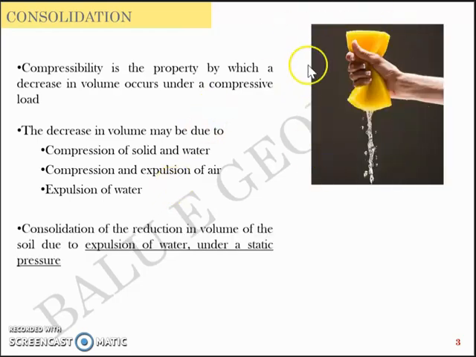Now, you see a picture to the right side in which you squeeze a sponge which is soaked with water. So consolidation, the one that we are interested in this module, is a reduction in volume of the soil due to the expulsion of water under a static pressure. And these two terms are quite important. Expulsion of water. The volume reduction is not due to the compression and expulsion of air. It is not due to the compression of solid and water. Instead, it is due to the expulsion of water, and it is under a static pressure, not a dynamic pressure.